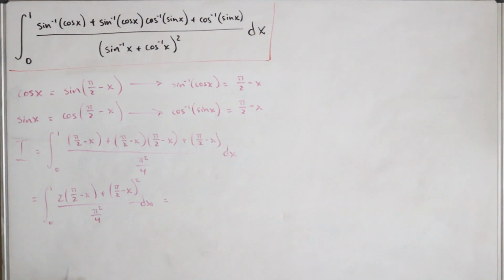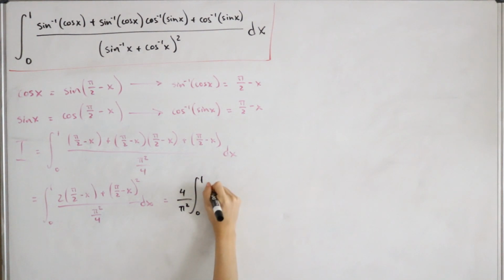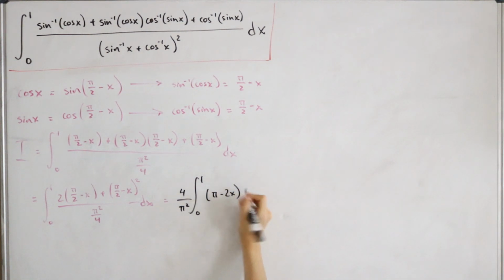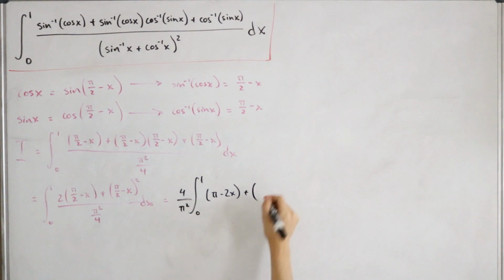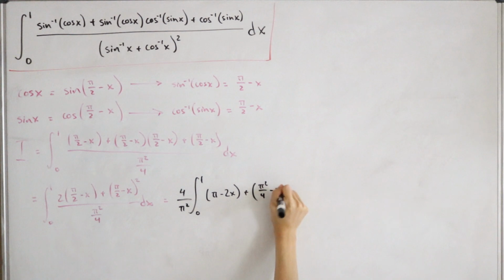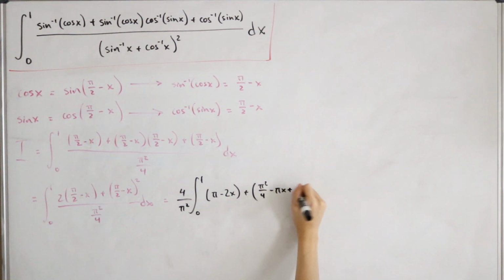So now continuing forward, if I just distribute the 2 and then expand the (pi divided by 2 minus x) quantity, so let's see, 4 divided by pi squared, so that means integral from 0 to 1. Now this actually just looks like we're reducing to a simple polynomial over here. So now everything together, I have pi subtract 2x, and then add this with the expansion over here, so I have pi squared divided by 4, minus pi times x, and then add this with x squared, followed by dx.